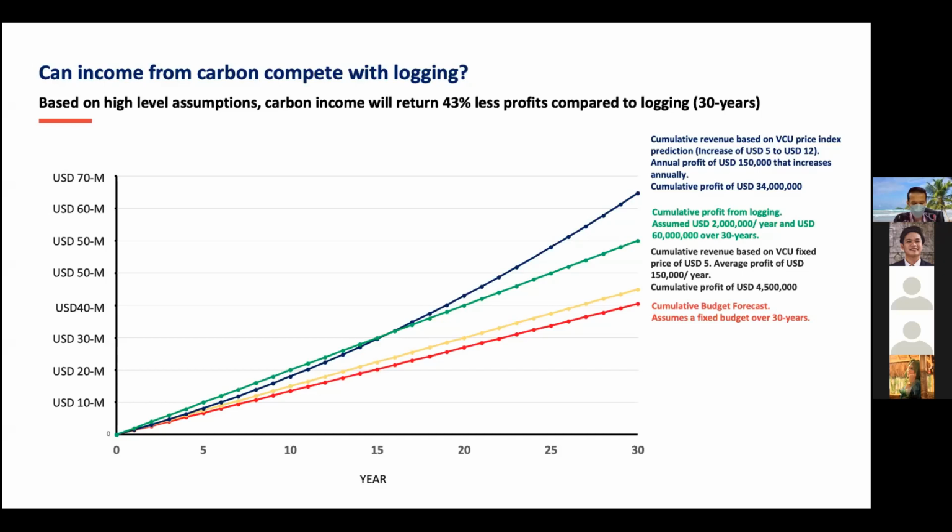Again, if we use other methods, for example, avoided deforestation, then there will be more credits and more income. Some restoration projects can also generate a lot more credits if successful. But just to show, this is what we see lah from Kenyir. So year 16 is when carbon income exceeds logging profit.